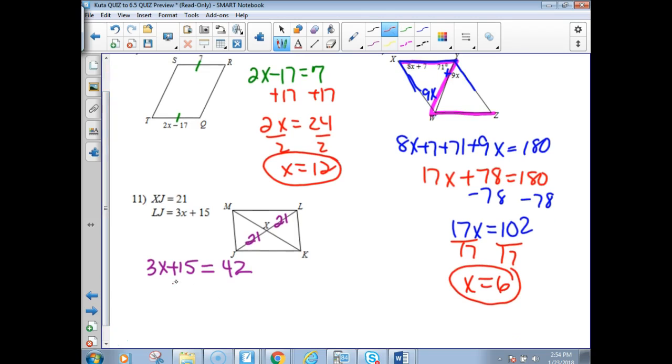Subtract 15 from both sides. We get 3 times x is 27. Divide by 3 and get 9.